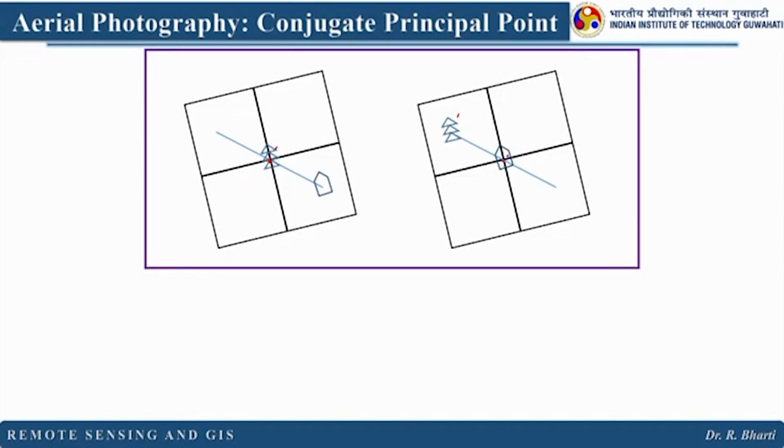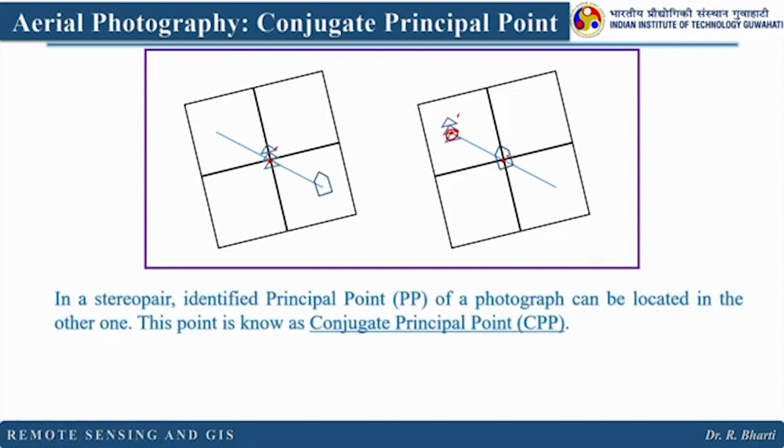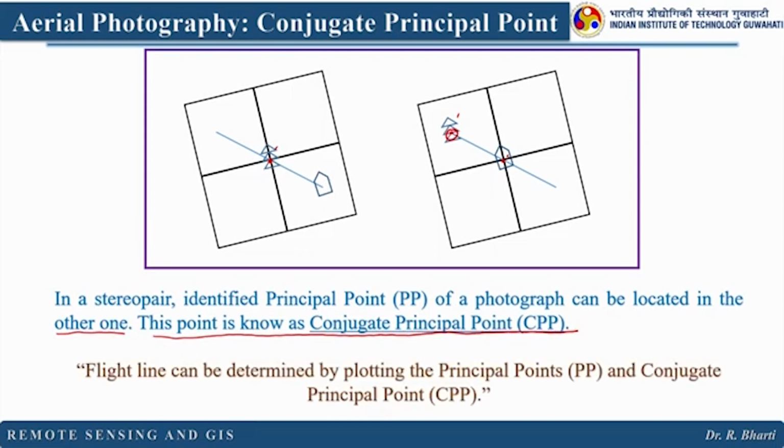So here if you are marking this as a principal point by joining the fiducial marks, then in the next image also you will find this principal point. Now where this principal point is coming in the next image, that you need to find. So suppose we have marked here, so this will be here, right? So here this point will become the conjugate principal point. So in a stereo pair, the identified principal point of a photograph can be located in another image. This point is known as the conjugate principal point. I hope this is very clear to you. So the flight line can be determined by plotting the principal point and conjugate principal point in a line. So if you plot this, then this is the direction of flight.